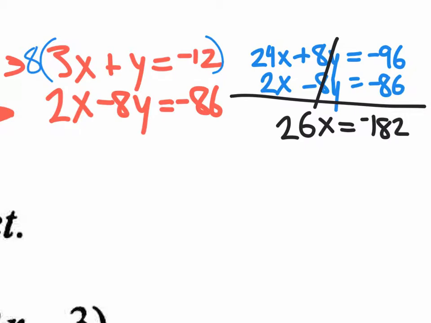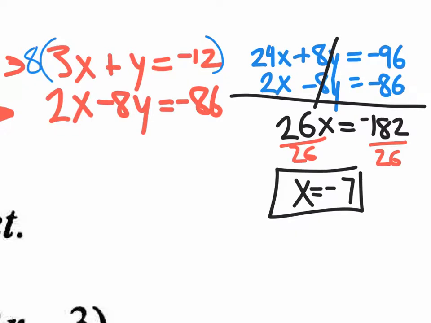Final step would be to divide by 26 and divide by 26. If I divide 182 by 26 on a calculator, I get 7. So my answer is negative 7. Now that's my x value.